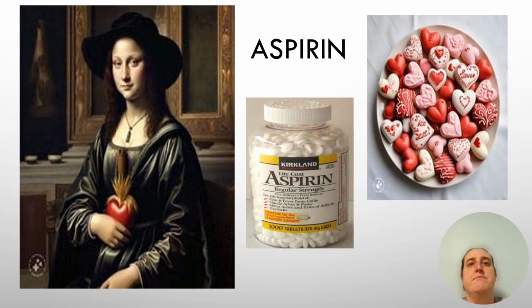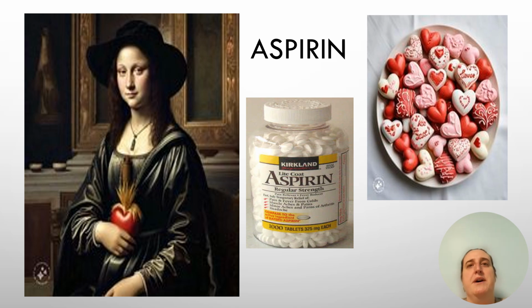So visualize Mona Lisa holding a small bottle of aspirin or holding a plate with aspirin pills arranged in the shape of a heart. Visualize her taking the aspirin with a glass of water, and this is a symbol that helps prevent blood clot formation. Aspirin and the concept of antiplatelet therapy.